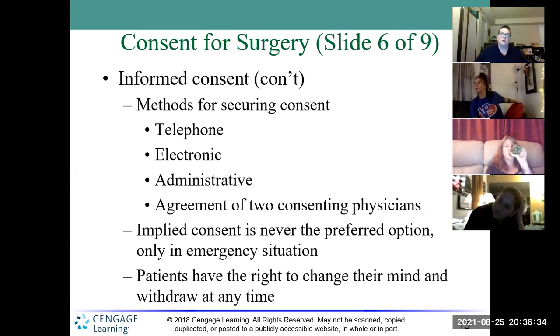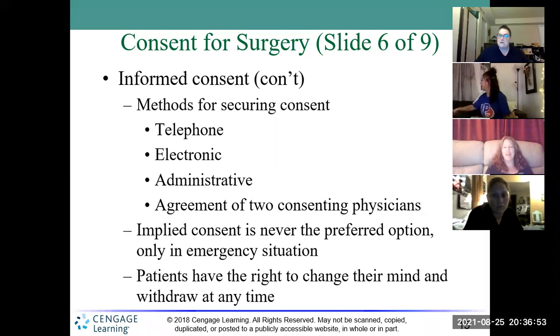It can also be done electronically. Like at our clinic here, we do a lot of DocuSign informed consent. And then administratively, you could actually physically sign the document. Or it could be an agreement of two consenting physicians.